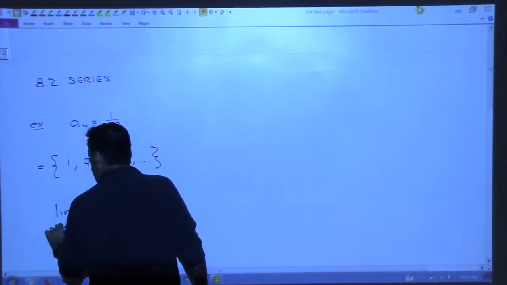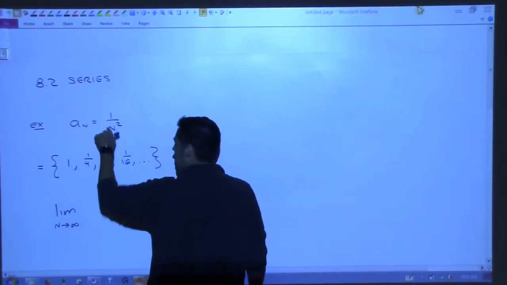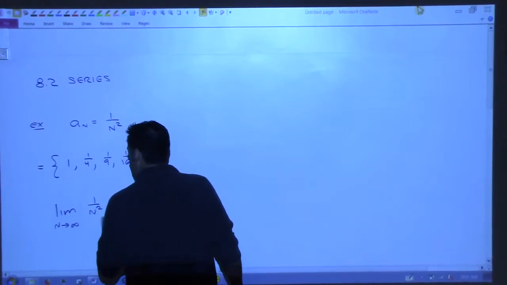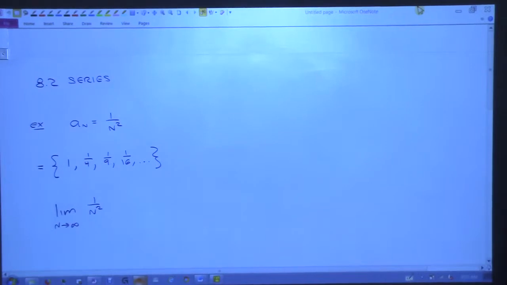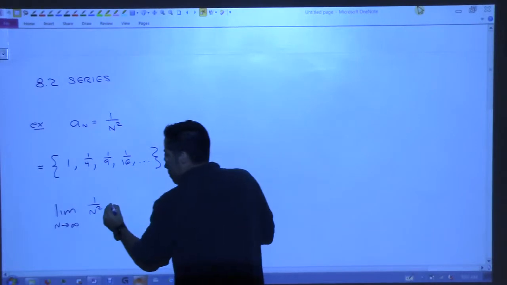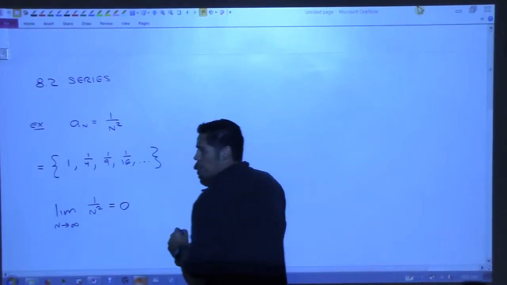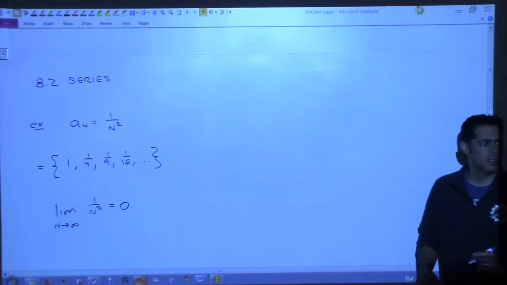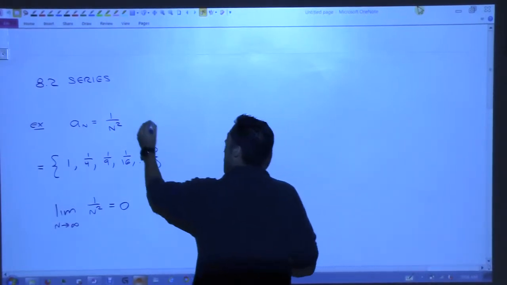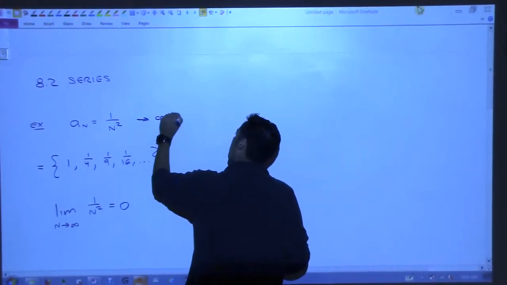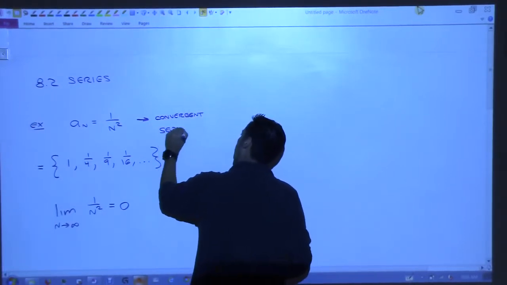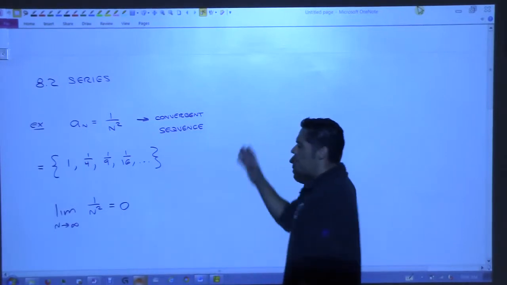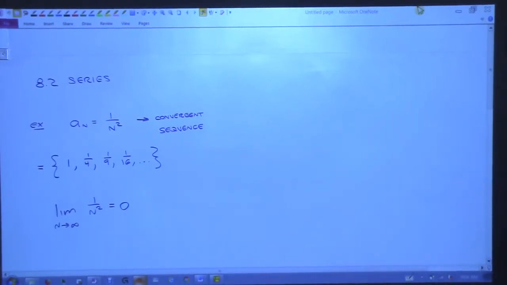If we take the limit as n goes to infinity of the sequence 1 over n squared, does that converge or not? Where does that go to? This goes to 0, right? So it converges. So this right here is a convergent sequence. Okay, so everything I've put up here is what we've done, right?